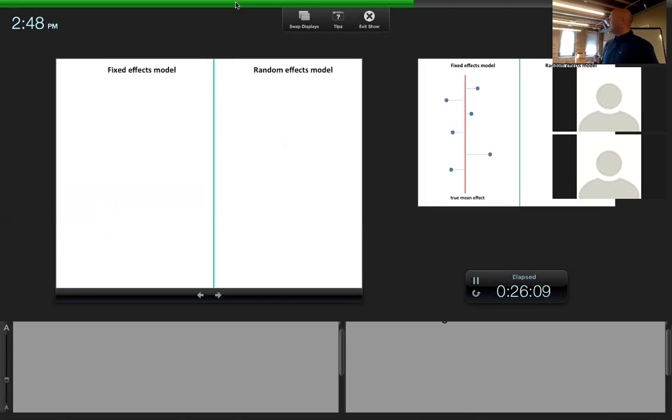That's hard to make sense of, so let's look at it in a diagram. The fixed effects model holds that there's one truth. There is one effect size, okay? And that's signified by the red line. And each of our studies estimates that truth with a degree of error, right? And that's the assumption that we're making.